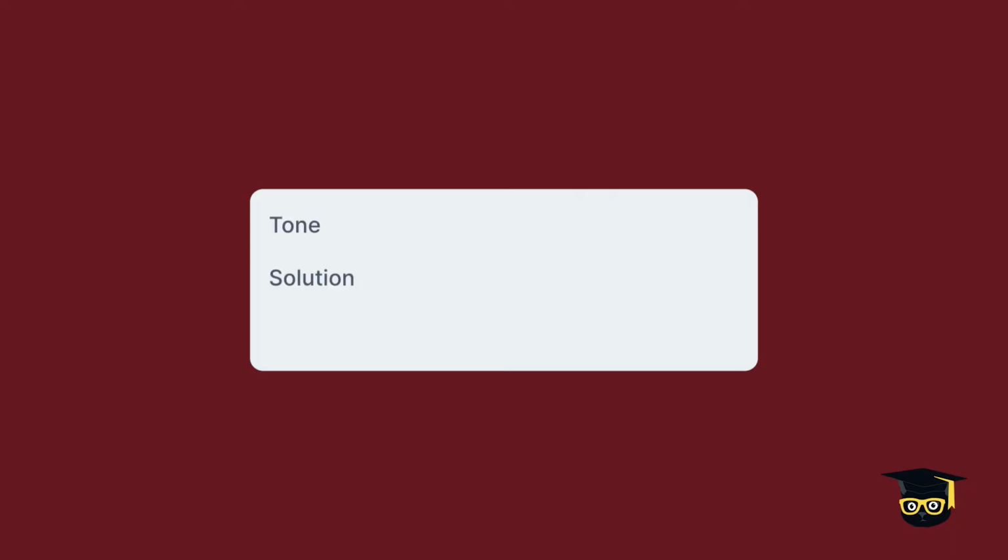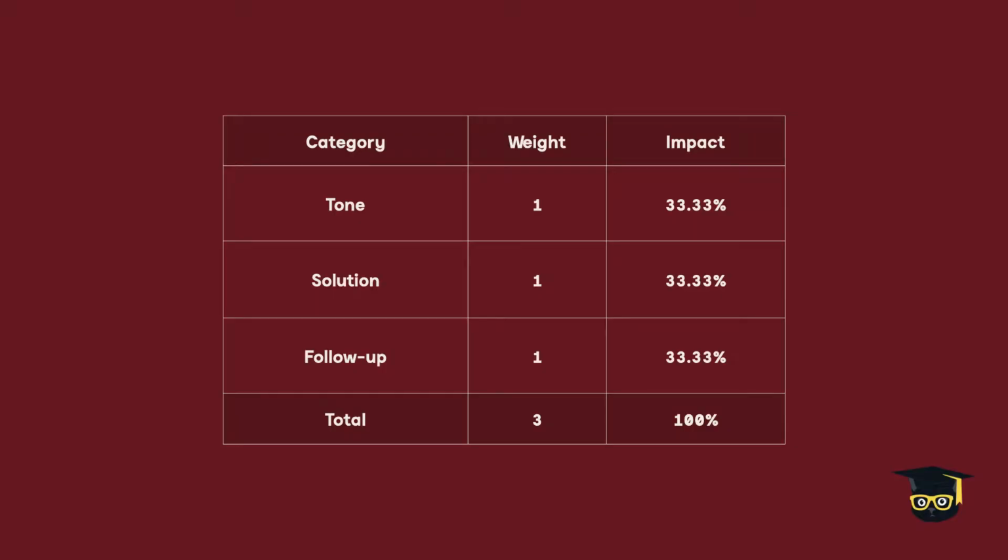Let's take a look at a scorecard that has 3 categories. They are tone, solution, and follow-up. For the purpose of this example, let's imagine that we're using a binary scale. If we give each category the same weight, then you would be splitting the percentages equally between them. If all 3 categories are scored as good, then you will get a 100% internal quality score.